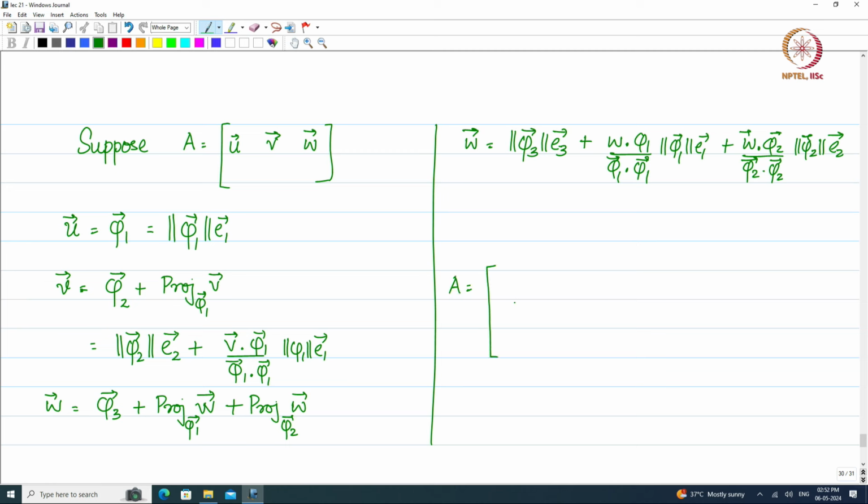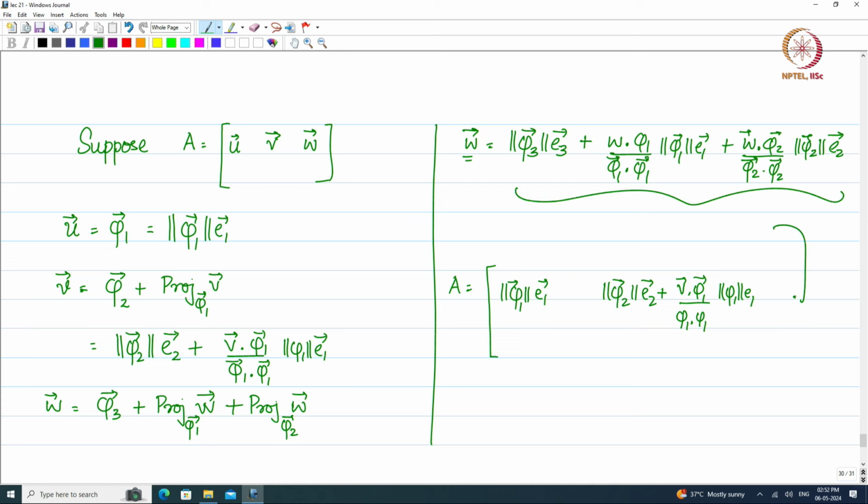So, A was this matrix U, V and W. I am going to write this as: the first column is the vector length of phi 1 into E1, then the second vector V was basically phi 2 vector into E2 vector plus V dot phi 1 divided by phi 1 dot phi 1 in the direction of E1, and the third vector was whatever W vector here. So, this entire thing sits here. Now, what we can see is we can actually split this as E1 vector, E2 vector and E3 vector. I will basically pull these out, because E1, E2, E3 all get scaled by some value. So, what do I have here? This is basically phi 1.